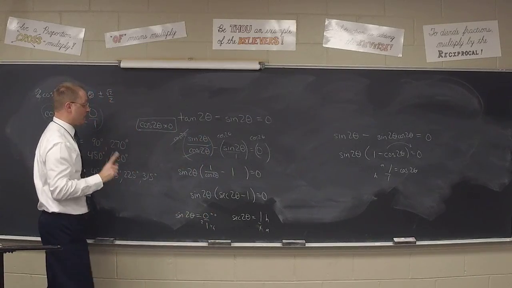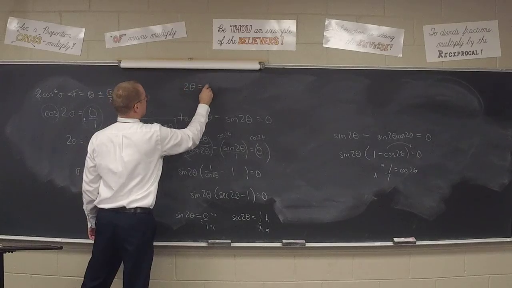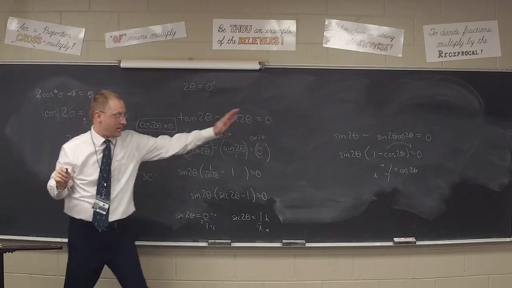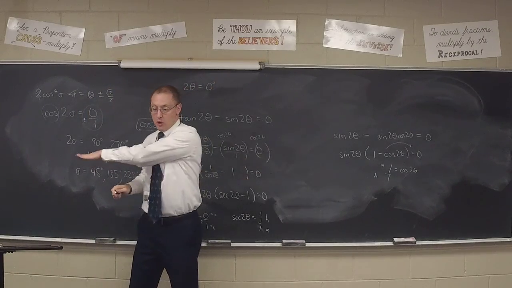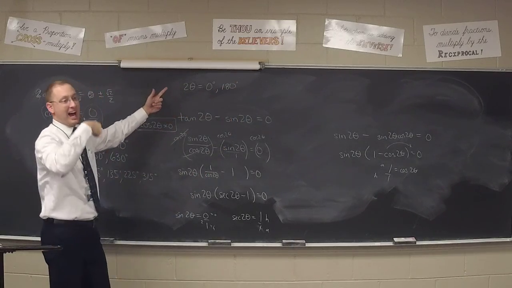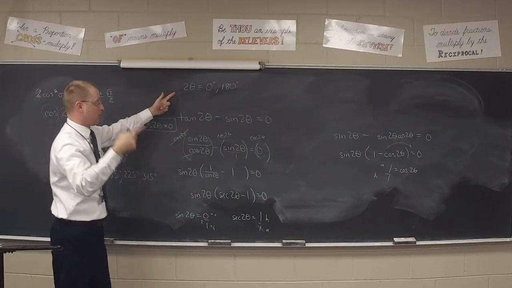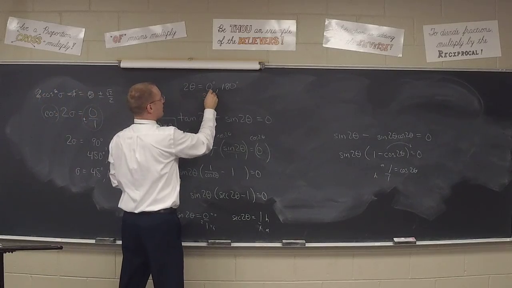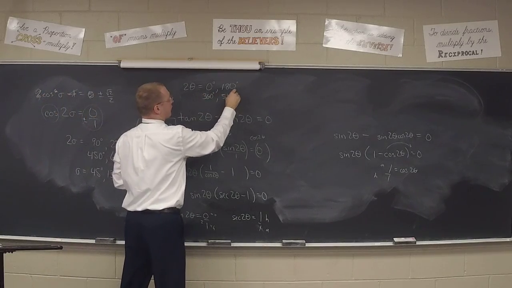0. At 0. So that means 2 theta is going to equal 0, and because of the positive negative, not just 0, but also 180. But because it's 2 theta, gotta go around again, class. 360. 360 and 540.